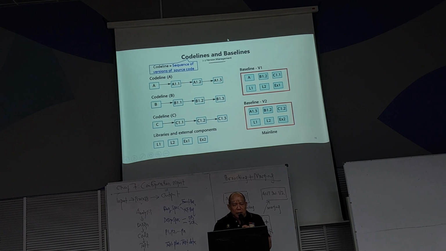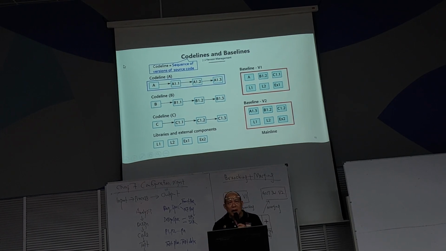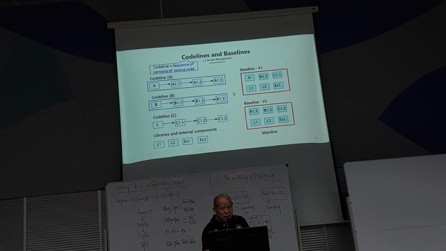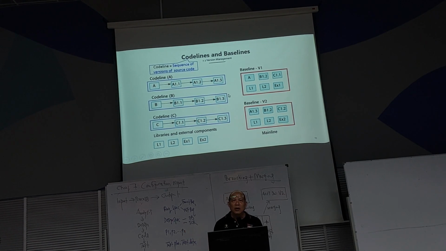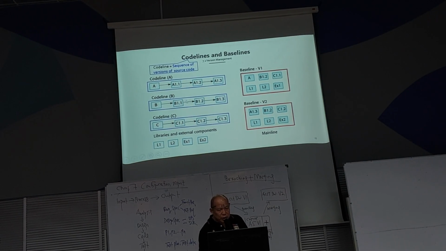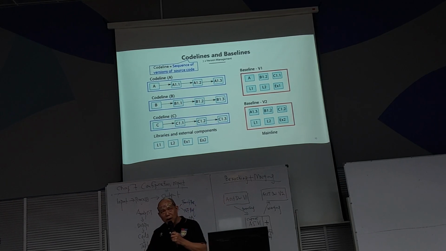Code line is the sequence of versions of source code. This is code line A. So started with A, then change and change and change. This is code line B. Start with B, change, change, change. Code line C, change. Okay, program keeps changing. Why does the program keep changing? Let's say during development.